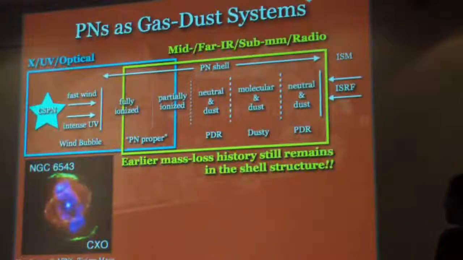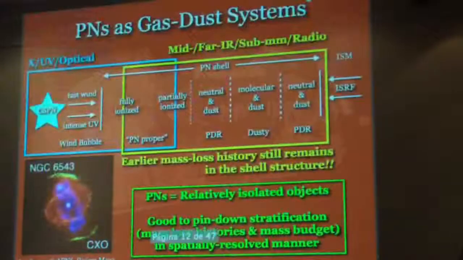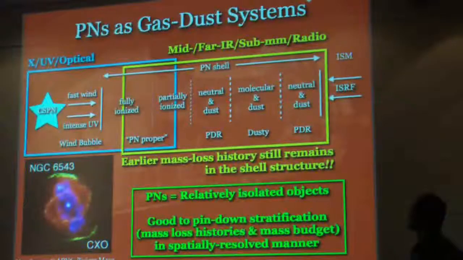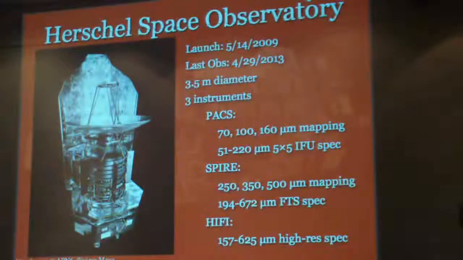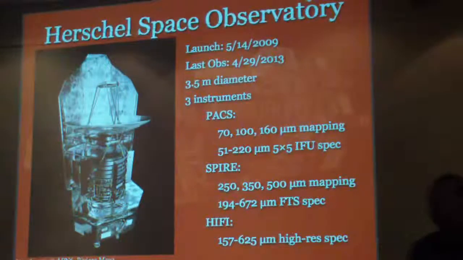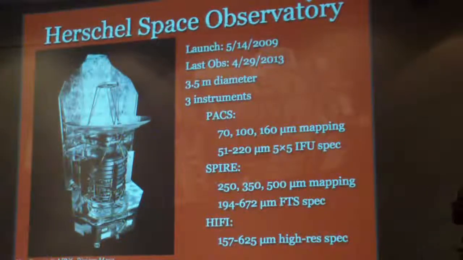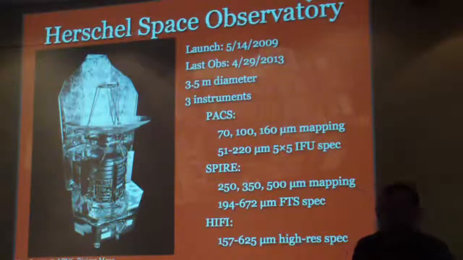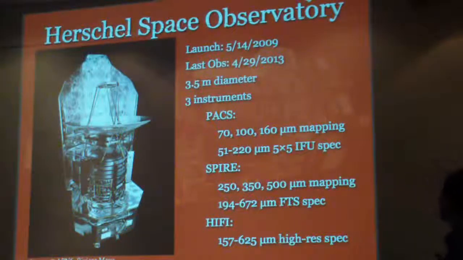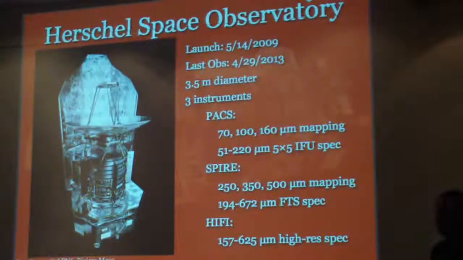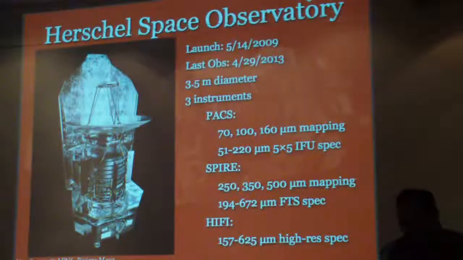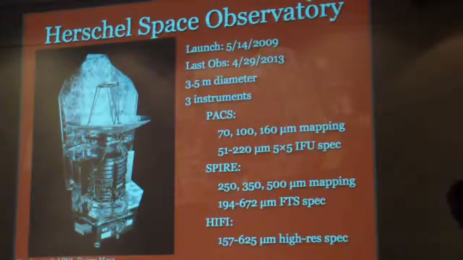We want to look at the history of mass loss, so we use Herschel, a 3.5 meter diameter telescope, the largest telescope in the far-infrared, so the maximum spatial resolution we could ever have. So why not use that for that purpose? Herschel carries three instruments, PACS, SPIRE, and HIFI, and we used two of these, PACS and SPIRE. HIFI wasn't available at the time, and also HIFI is not good for mapping, so we use PACS and SPIRE.